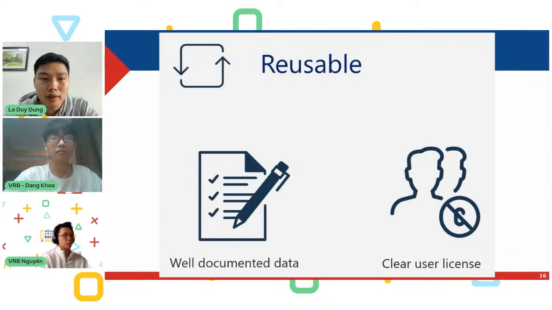Reusable is about documentation. You should really think about how you're going to document and describe your data, so that when you share it with the public, people can understand how to read and understand your data. And of course, you should have a clear user license.